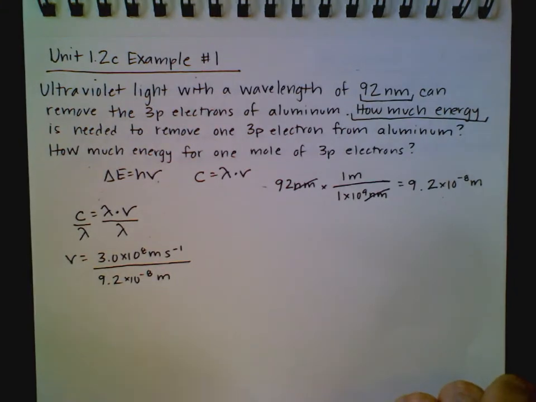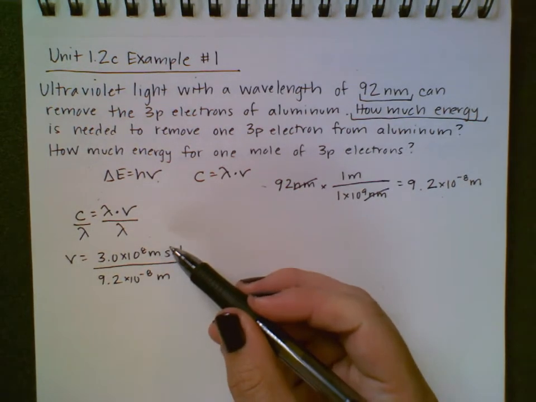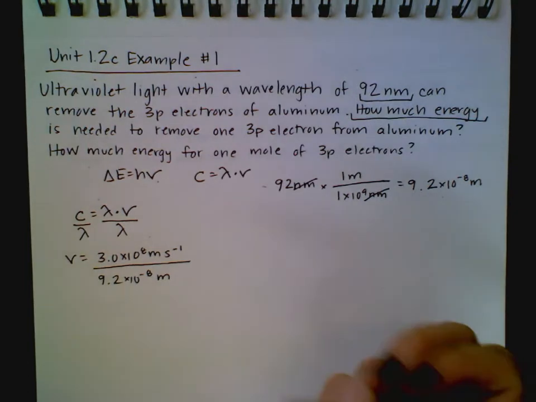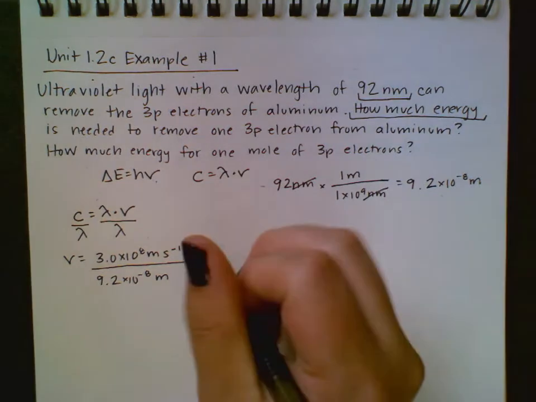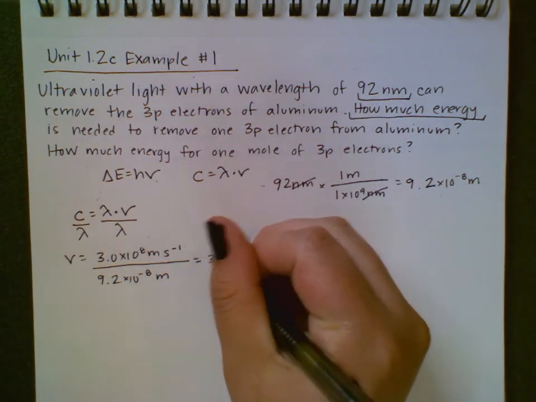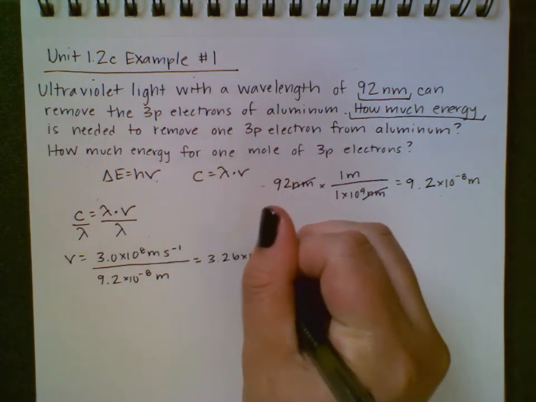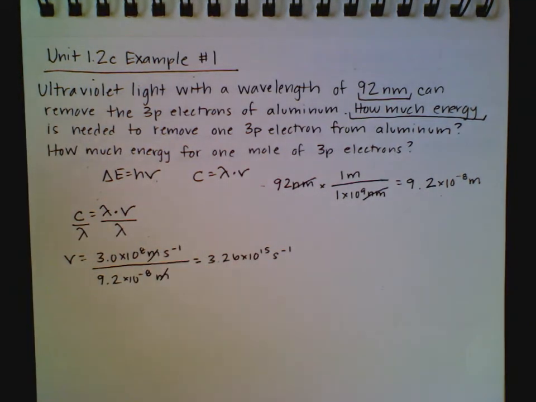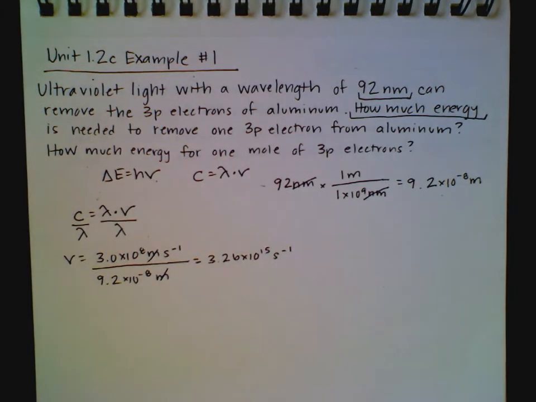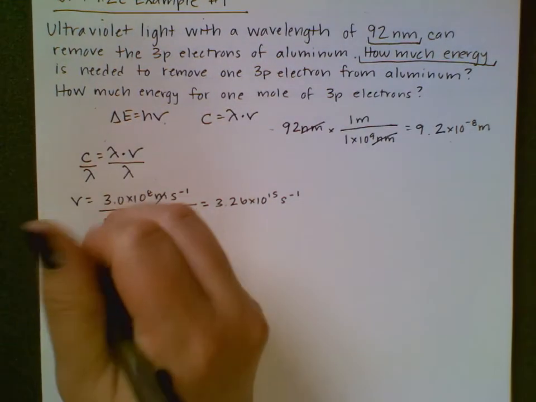Okay, hopefully this is just very familiar from the previous problem. So I've got my two numbers here. I'm going to put them in the calculator, and hopefully you are feeling a little bit more confident with your calculator that I don't need to show you. But my answer comes out to be 3.26 times 10 to the 15th seconds to the negative 1. The meters cancel out, and when I divide them, I get 3.26 times 10 to the 15th for my frequency. Then I can put my frequency into my energy equation.